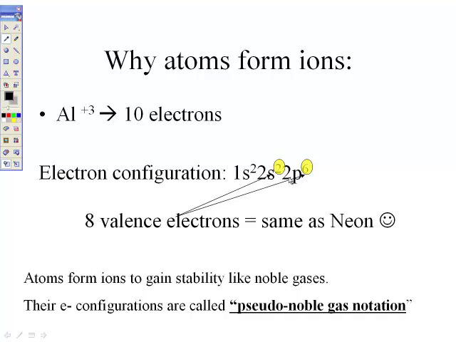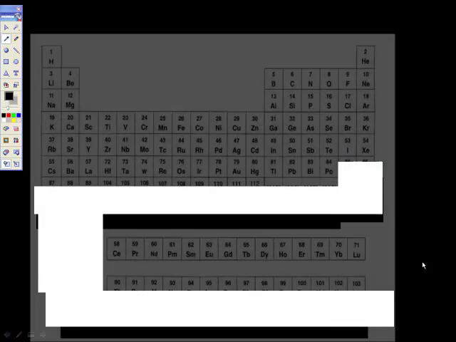An 8 valence electron. This aluminum ion thinks it's neon, but it's not. So aluminum gained or lost, in this case lost, electrons to become like a noble gas. It has an electron configuration that's like a noble gas, but it's not a noble gas, so we call it a pseudo-noble gas notation.